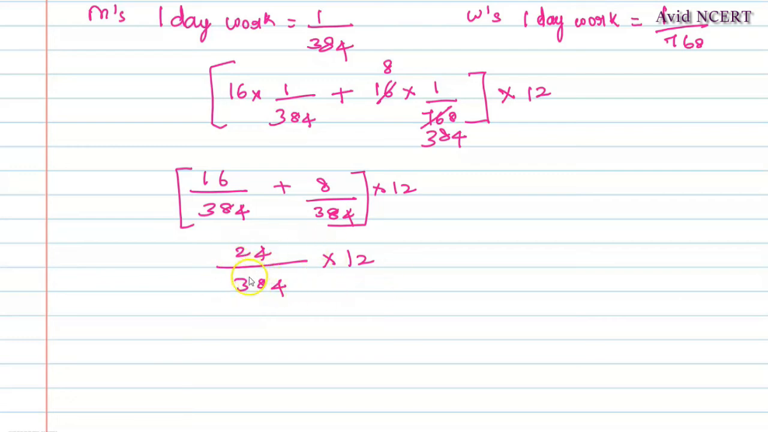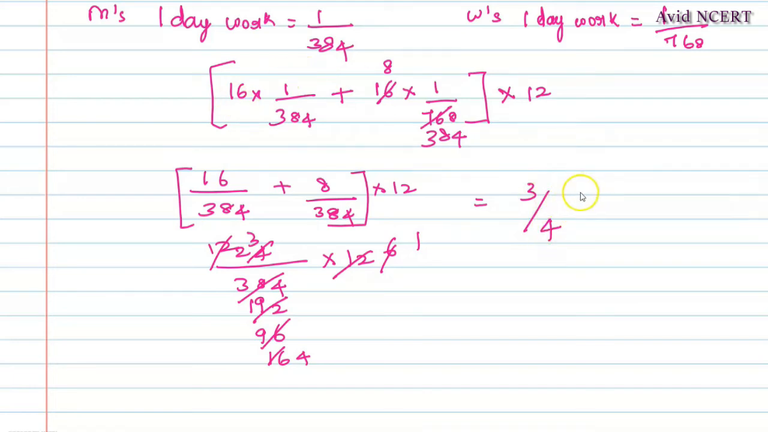Simplifying everything, 24 by 384 into 12 reduces, and we get 6 by 6 times, 36 by 48 again here 12 by 16. Simplifying this, 4 3 times is 12, 4 4 times is 16. So the answer is 3 by 4, which means they have completed 3 by 4th of the work.